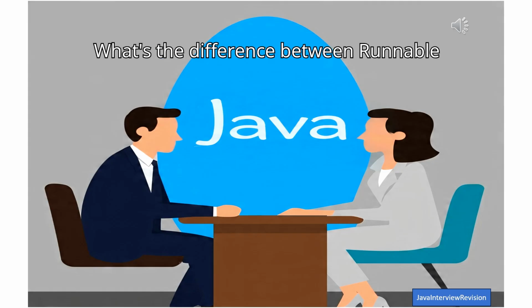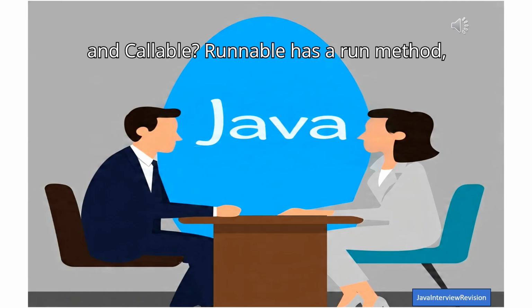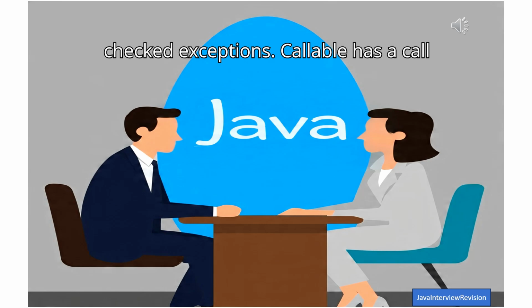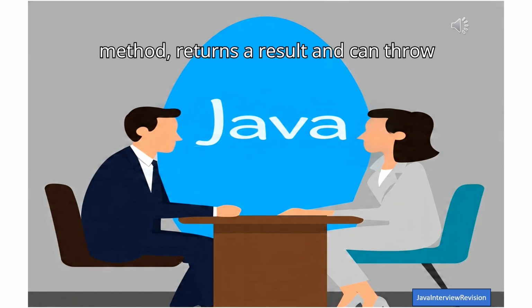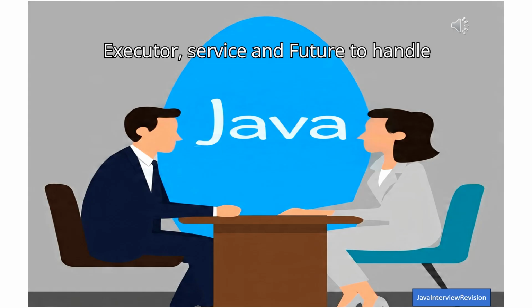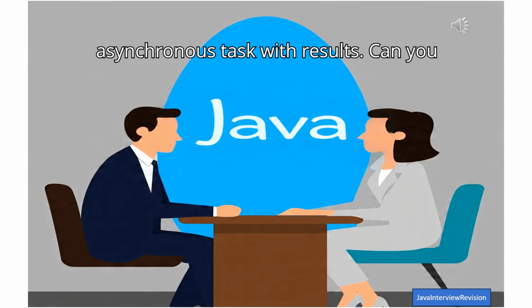What's the difference between Runnable and Callable? Runnable has a run method, doesn't return a result, and can't throw checked exceptions. Callable has a call method, returns a result, and can throw exceptions. Callable is often used with ExecutorService and Future to handle asynchronous tasks with results.